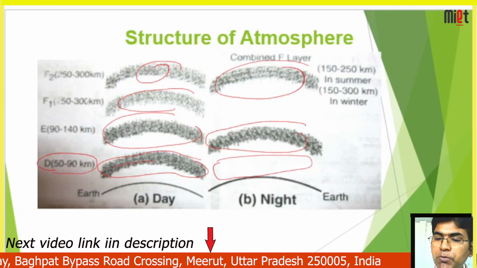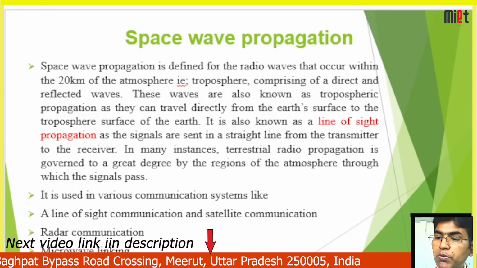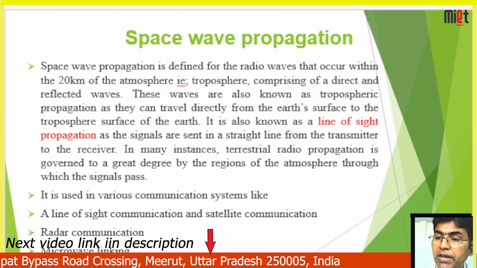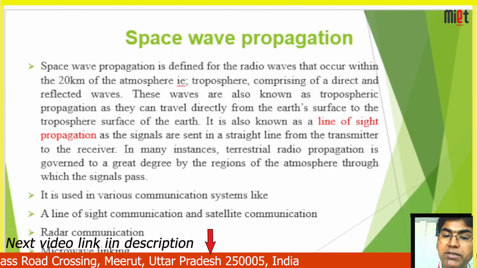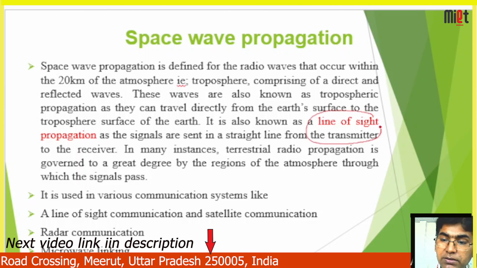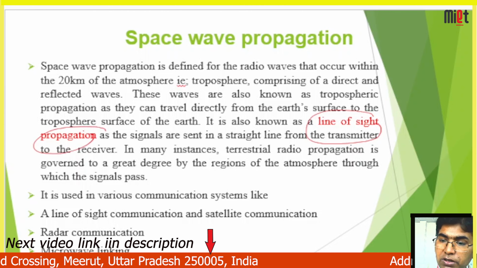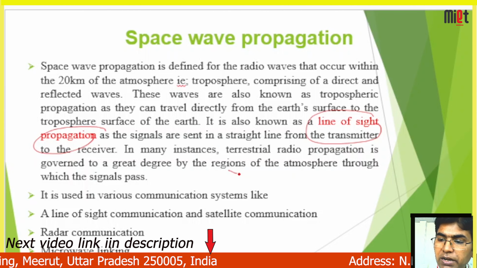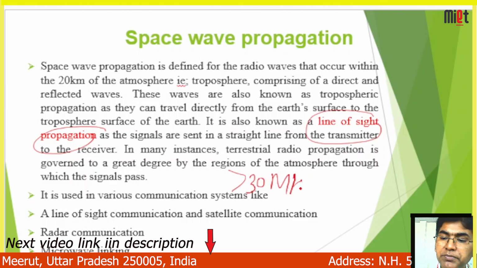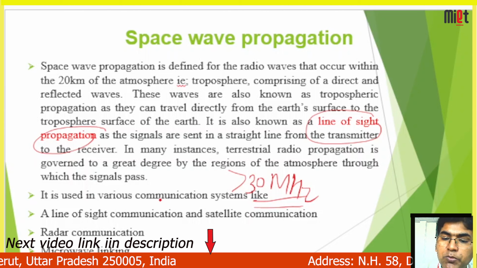The third one is space wave propagation. I have already told you that in space wave propagation we do line of sight propagation. In line of sight propagation, the transmitter and receiver can see each other, and the frequency range for this wave propagation is above 30 megahertz. This kind of wave propagation is used in satellite communication, radar communication, and microwave communication.